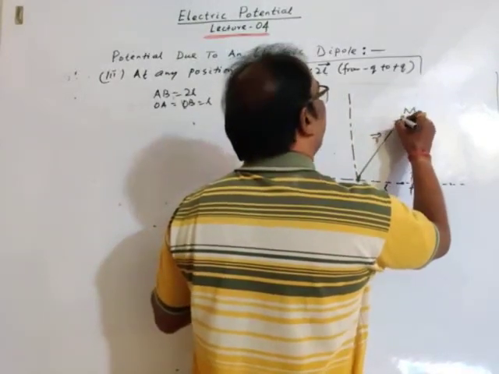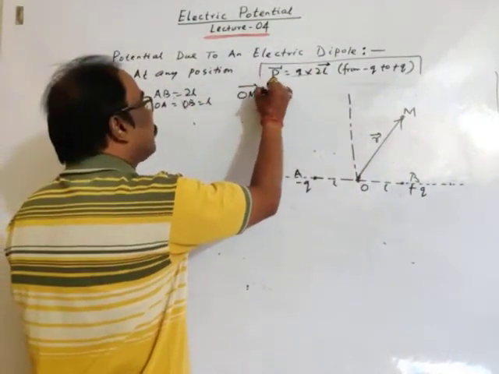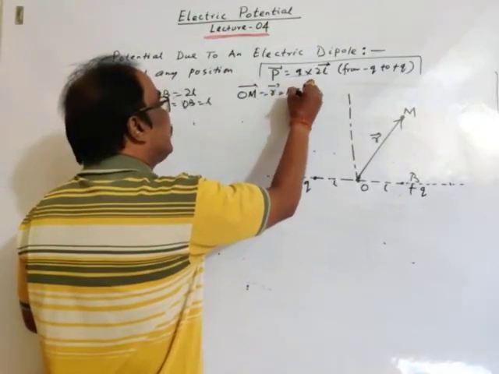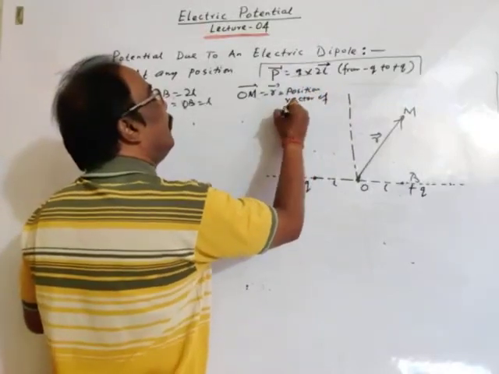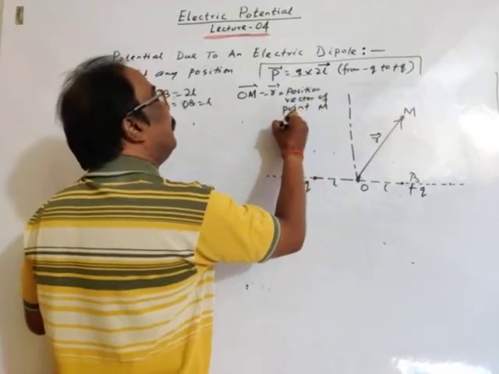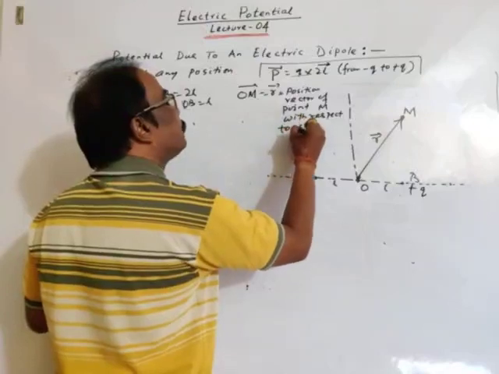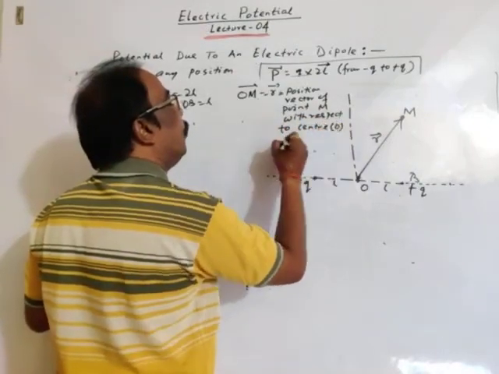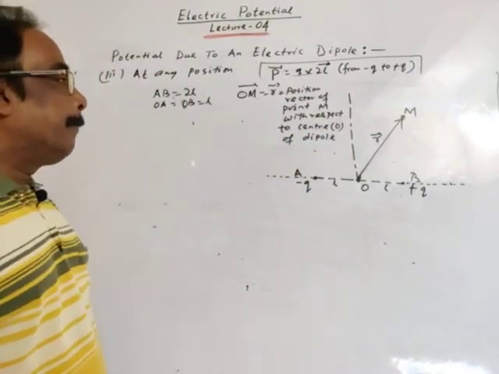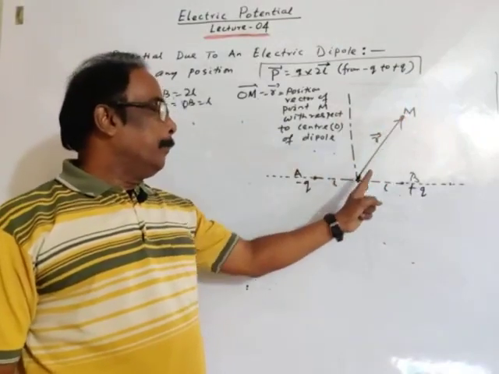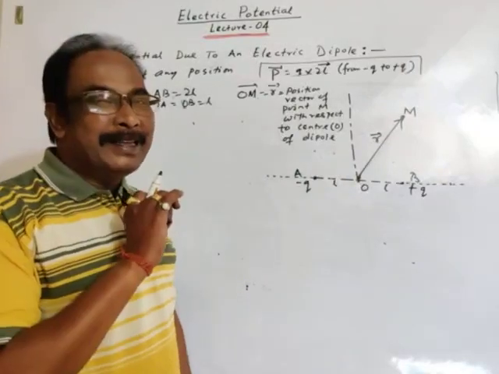R vector, direction is from O to M, means OM vector is equal to R vector, which is the position vector of point M with respect to the center O of the dipole. Position vector is R, the position vector of point M with respect to the center of the dipole O. All the measurements are done from the center of the dipole.